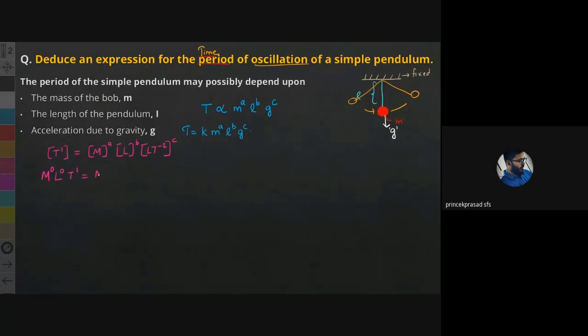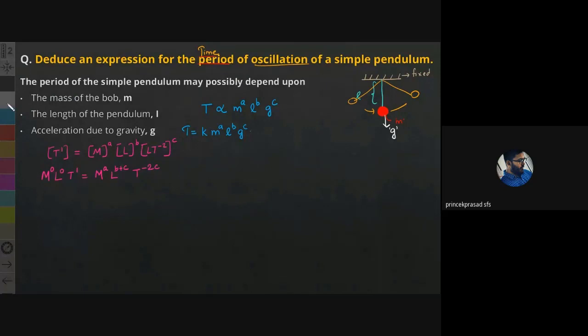Now here for M, there is only one term, that is M raised to a. Now tell, L, in 2 terms or in 2 factors there is L. So L raised to what power? b plus c, same as in the previous case. And finally T, T raised to how much? Minus 2c.